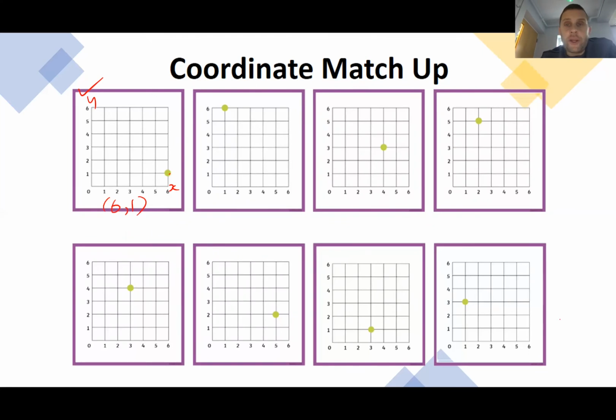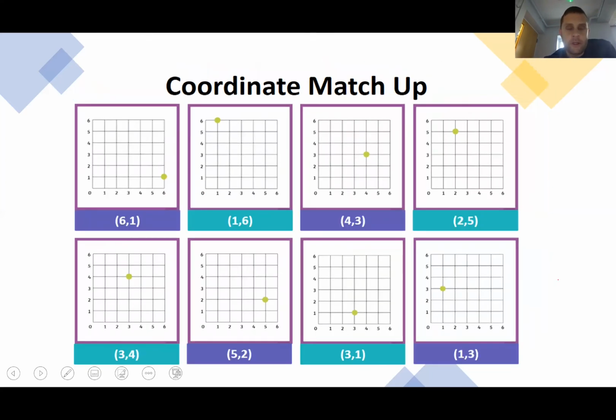Excellent. You will have a go at the next few. Pause the video and write down the coordinates of the next pictures. Good. Once you've done that, you've got all your answers down. You can check the correct answers on the next slide. So let's look at one together. We've done that 6, 1. Let's look at the next one along. So the coordinates are 1, 6. Let's have a look if they're right.